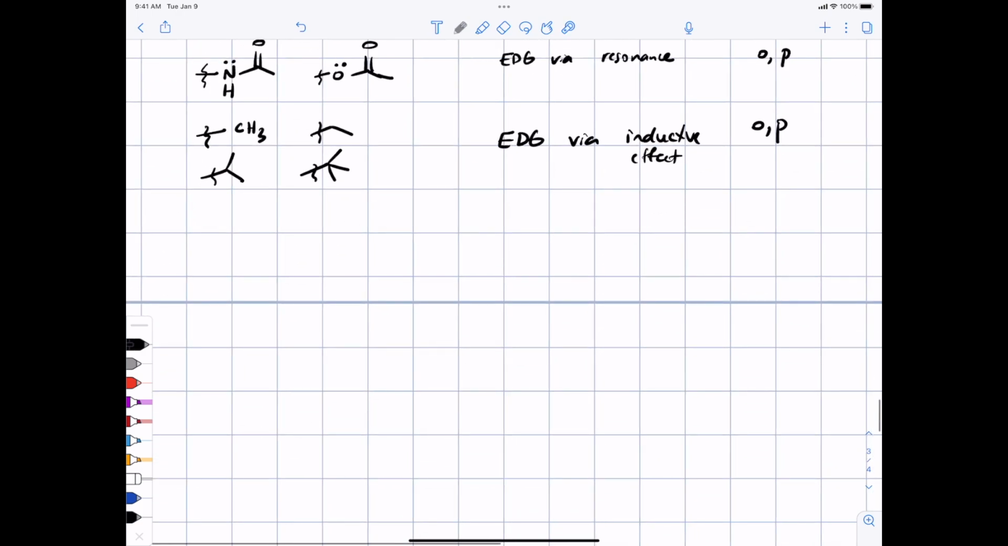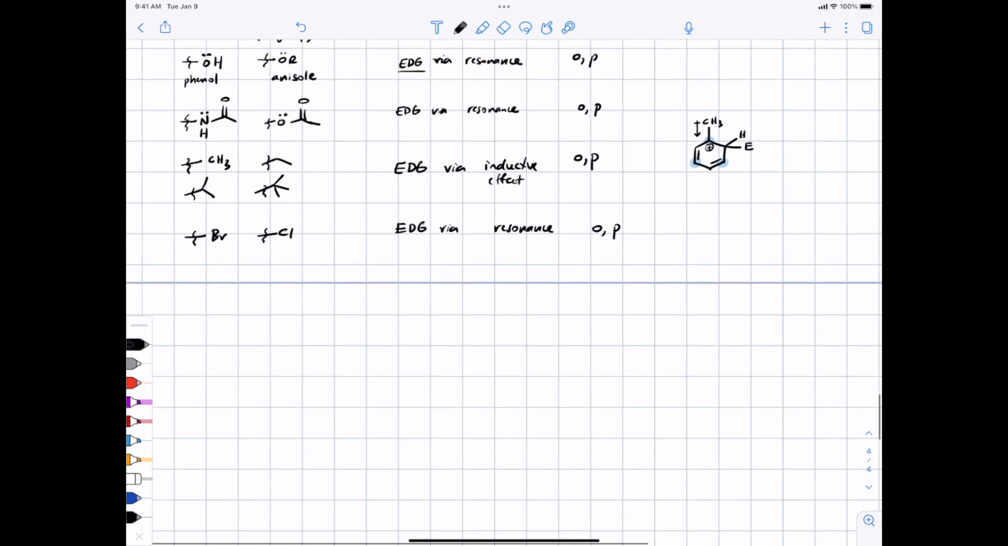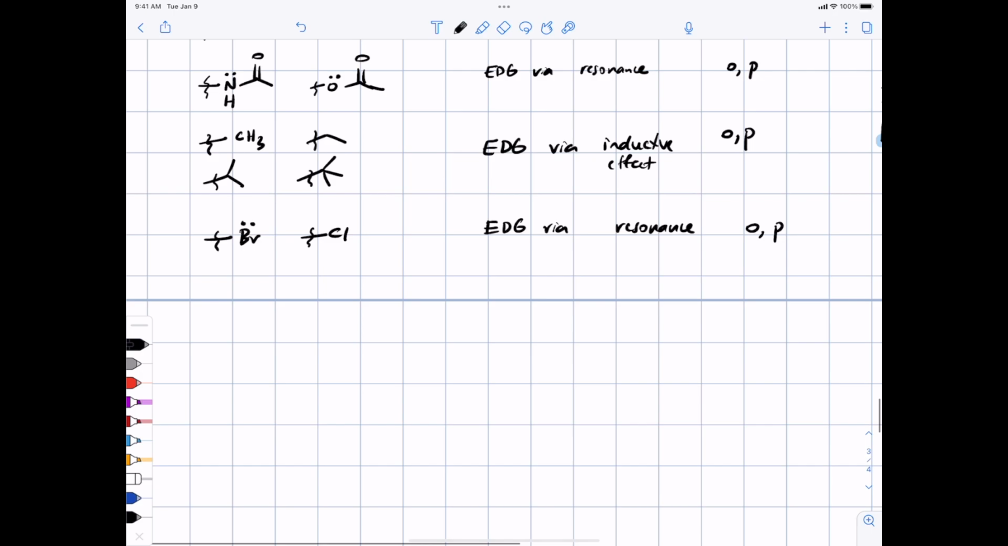And then lastly on our list of donors, you've got halides like Br and Cl. These are electron donating groups via resonance, and they are also ortho and para directors for reasons that we've talked about. They're not as good of donors as oxygen and nitrogen, mostly because of their size and bond length. Carbon-bromine and carbon-chlorine bonds are longer than carbon-nitrogen and carbon-oxygen bonds.